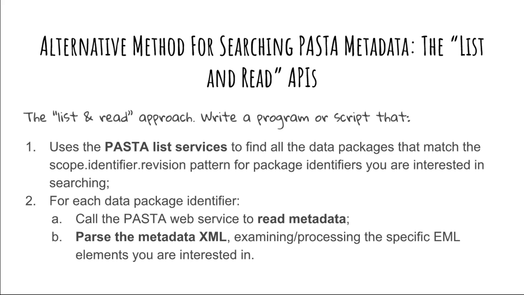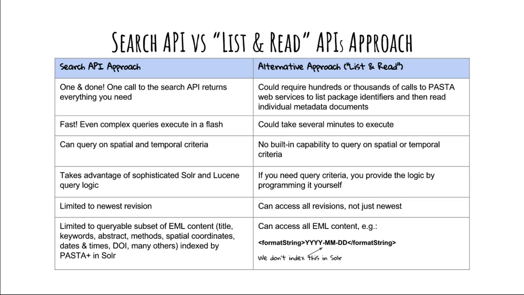So this combination of listing and reading web services could do a lot of what the search API is doing. But you would need to write a program that runs these list web services and then reads individual EML documents and parses them, examining and processing the specific elements you're interested in working with. Next slide. So if we compare and contrast these two methods, with the search API approach, it's a one and done. One call to the search API generally returns everything you need in one shot. It's fast even for very complex queries. They execute in a flash.